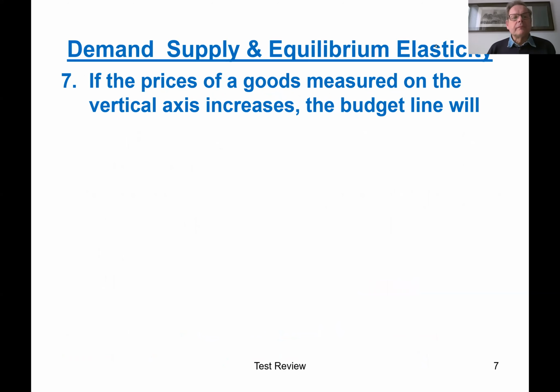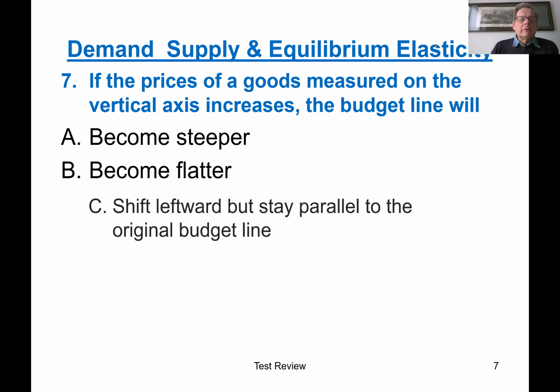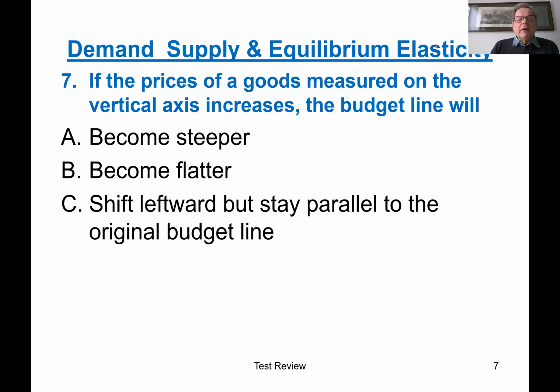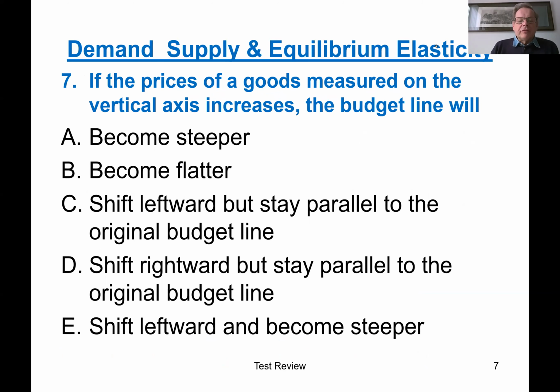Here we go. If the price of a good measured on the y-axis increases, the budget line will what? A, become steeper, B, become flatter, C, shift leftward but stay parallel to the original budget line, D, shift rightward but stay parallel to the original budget line, and E, shift leftward and become steeper.